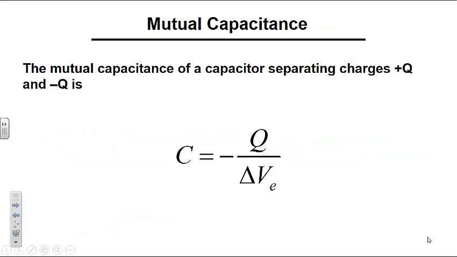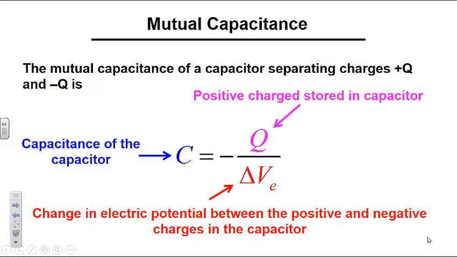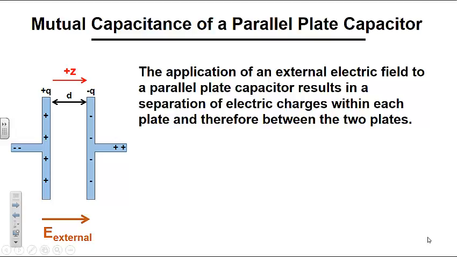This is the equation for mutual capacitance of a capacitor separating charges plus Q and minus Q. It depends upon the positive charge stored in the capacitor and the difference in electric potential between the positive and negative charges in the capacitor. Let's explore this definition further by determining the mutual capacitance of a parallel plate capacitor. The first step in this calculation is to determine the potential difference between the two plates of the capacitor.